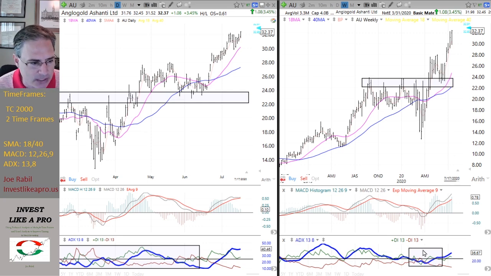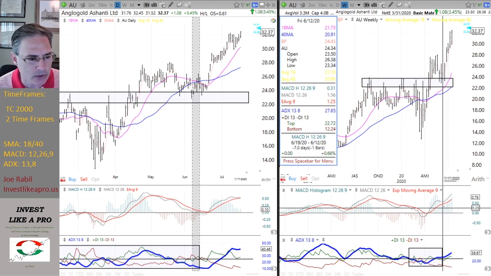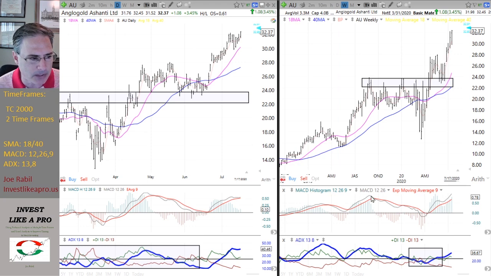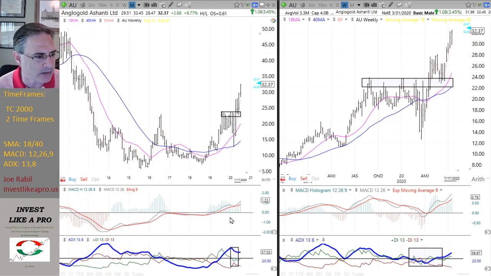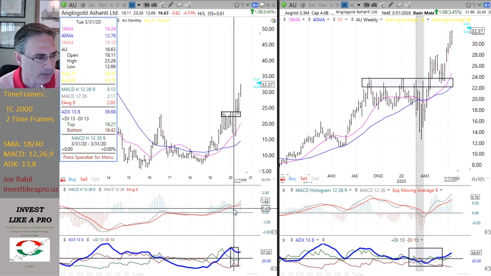And if you notice, again, let's take a look at what was taking place on an ADX basis and a MACD basis. First of all, the MACD. So we got the pullback after the strong move to the upside. Notice what took place here. We talked about the pinch play on the monthly. So this is the pinch play on the monthly, right, on the pullback.